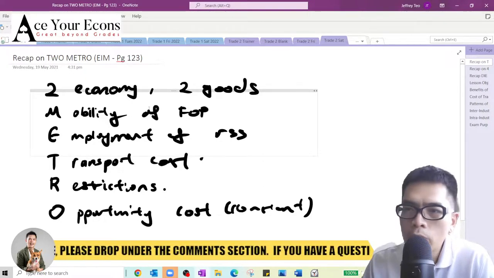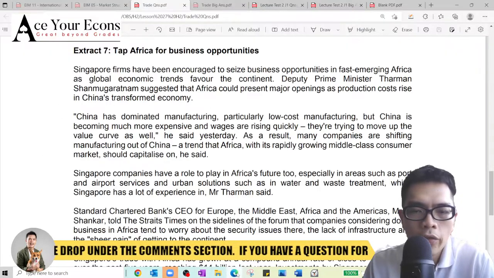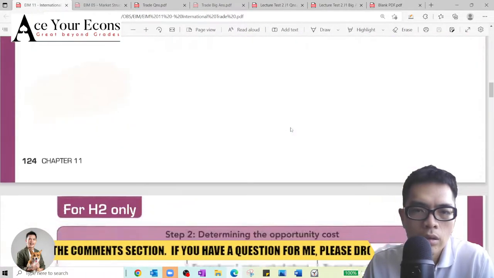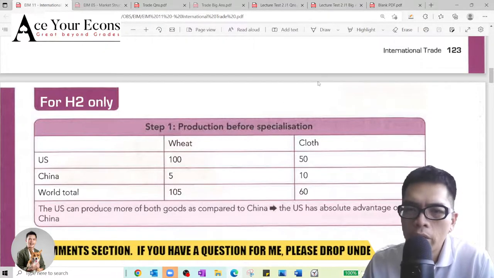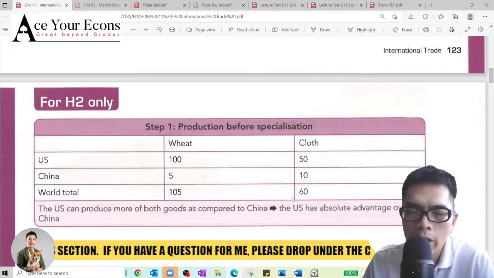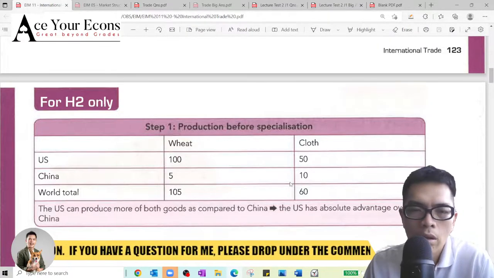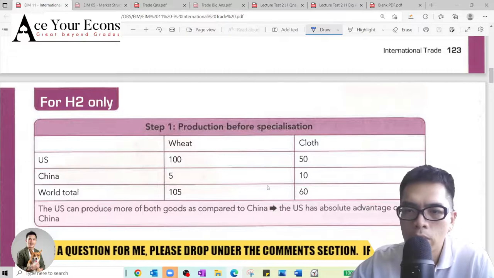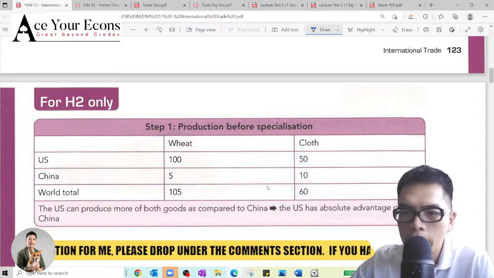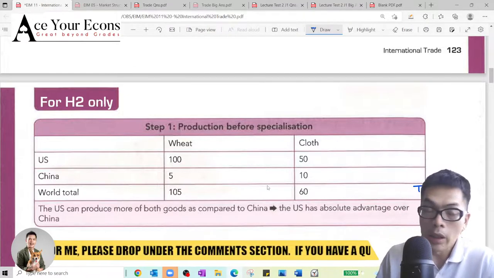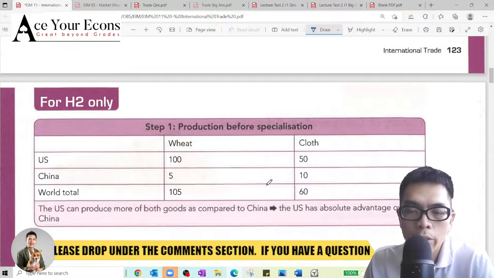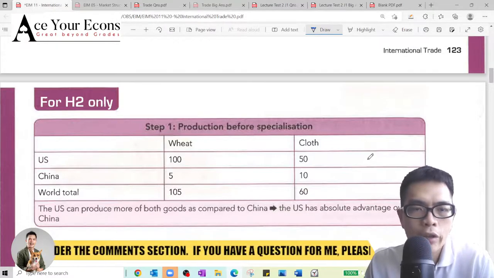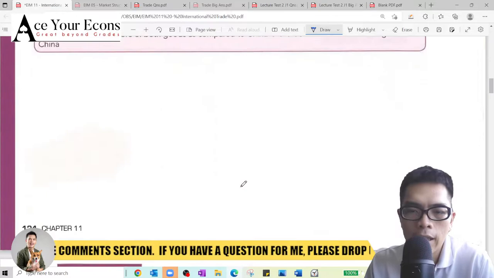I'm going to go through a quick recap on the four tables. What are some of the issues with the four tables? Problem number one: for those who stated step one, most of you managed to adopt the correct table. The issue with step one is that a lot of students did not tell me the world total. You have to tell me that the world total is 165, because later on we'll see that the world total will increase to 175. So make sure you sum up the world total. Most students don't have an issue with step one; the figures are exactly the same.